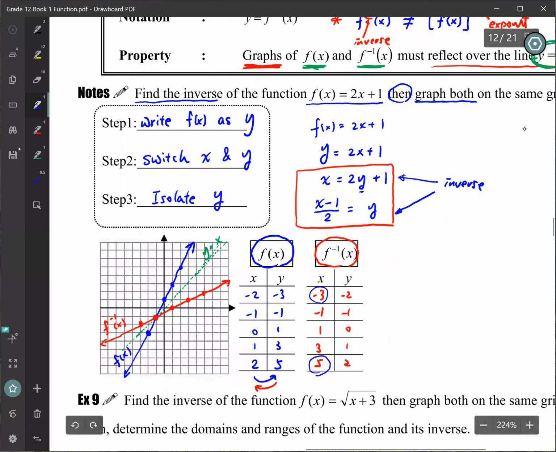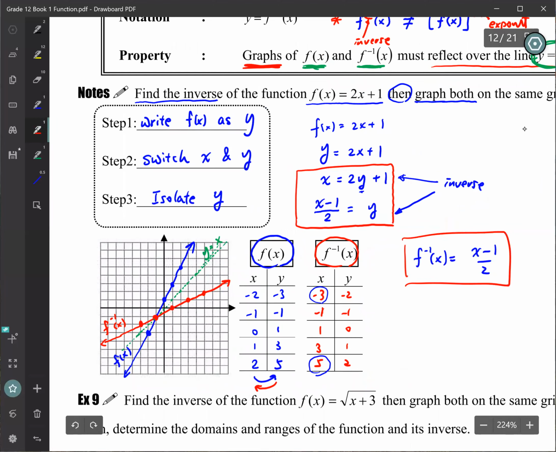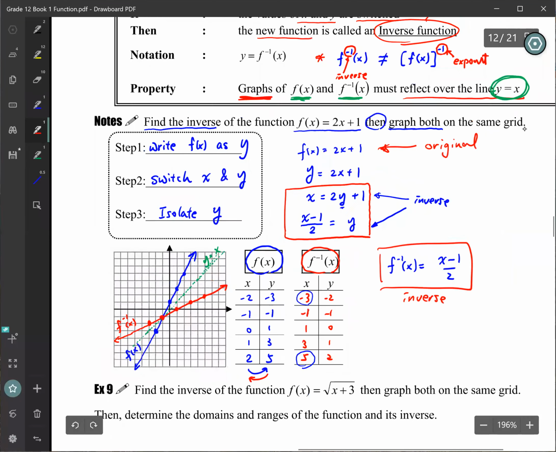Okay, so your final function, right? You can write down using the symbol, the new symbol that you learned. Inverse function is x minus 1 over 2. So this is our inverse. This one is the original. This is the inverse. Okay, are we clear about everything here? 2 things you need to know, okay? One is you need to know how to get the graphs. Second thing is you need to know how to get the inverse function. Okay, so this part is really important, okay?